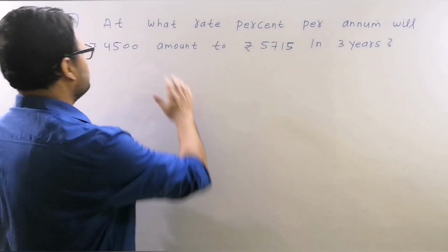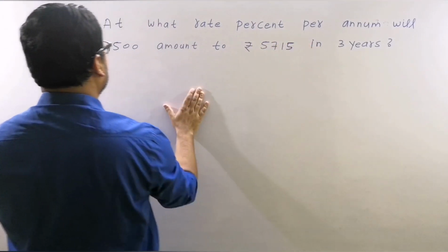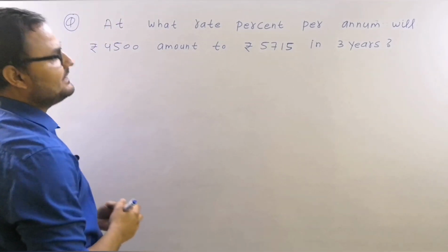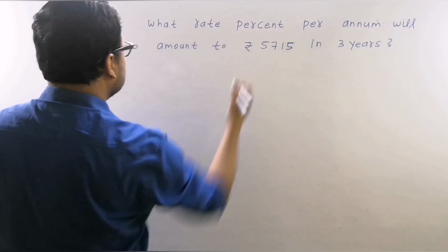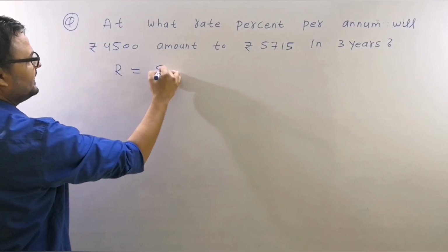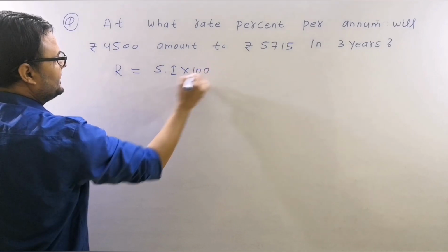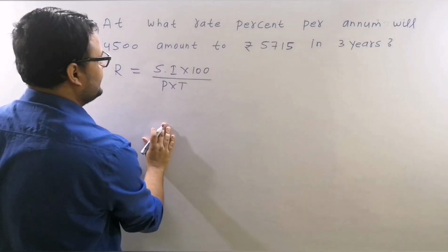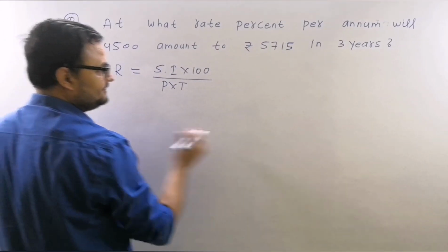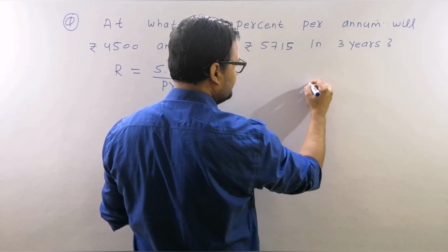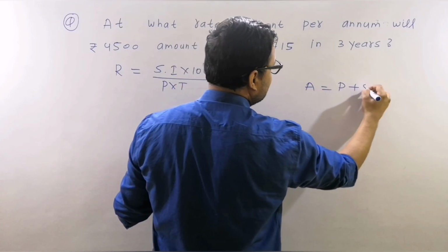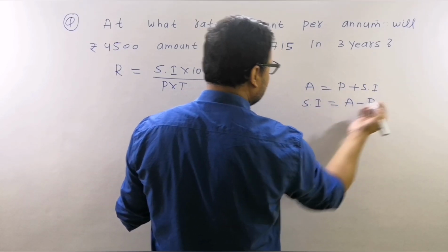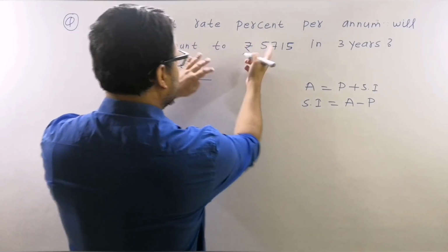Now the next question is: at what rate percent per annum will rupee 4,500 amount to rupee 5,715 in 3 years? It means we have to find the rate, and the rate formula is SI into 100 divided by P into T. SI we don't have, but how can we find SI? P is given, amount is given. So amount equals P plus SI, so SI is going to be amount minus P. We can find SI using these two values.